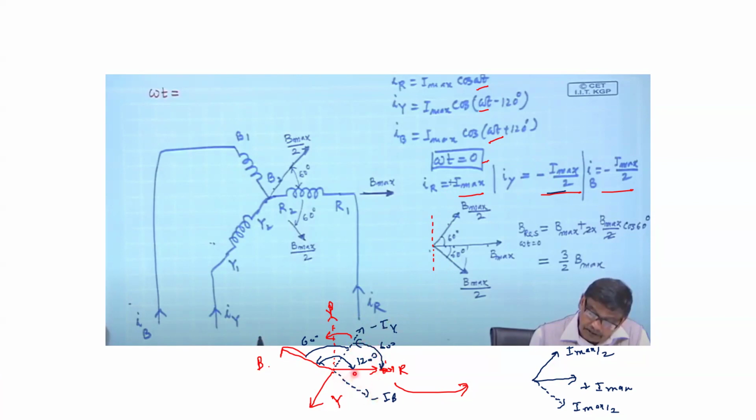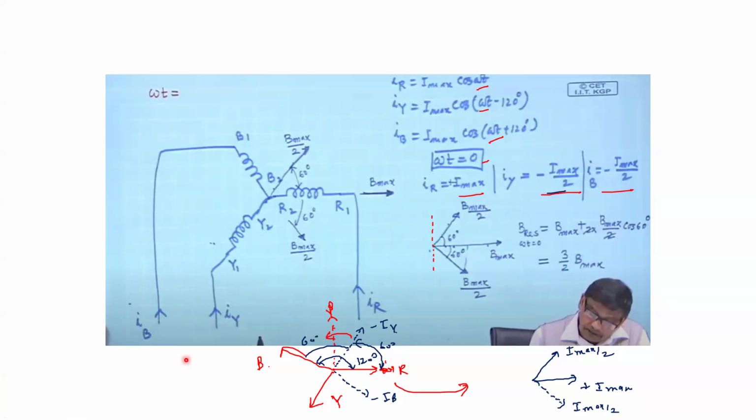Similarly, minus IB is 60 degrees from R phase. That is why sir has also marked it as 60 degrees, 60 degrees. So this is Bmax by 2, Bmax by 2, because that is what we have gotten in magnitude. The direction of the phasor is like this and the magnitude is half. If you take the component of the resultant along this, it will be Bmax by 2 into cos 60, twice. If you add it up you will get 3 by 2 Bmax.